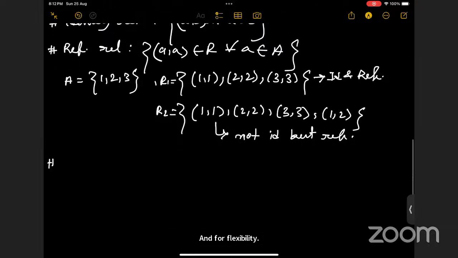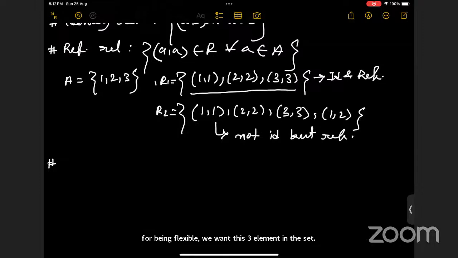So ma'am, it's like the reflexive relation can be an identity relation, but an identity relation cannot be reflexive, right? May not be, no, may not be. If it is identity, then it will be reflexive, because for being reflexive we want these three elements in the set. There can be elements other than that, but these three elements are mandatory. So if a relation is identity, that implies it is reflexive. That means identity relation implies reflexive, but not the converse.